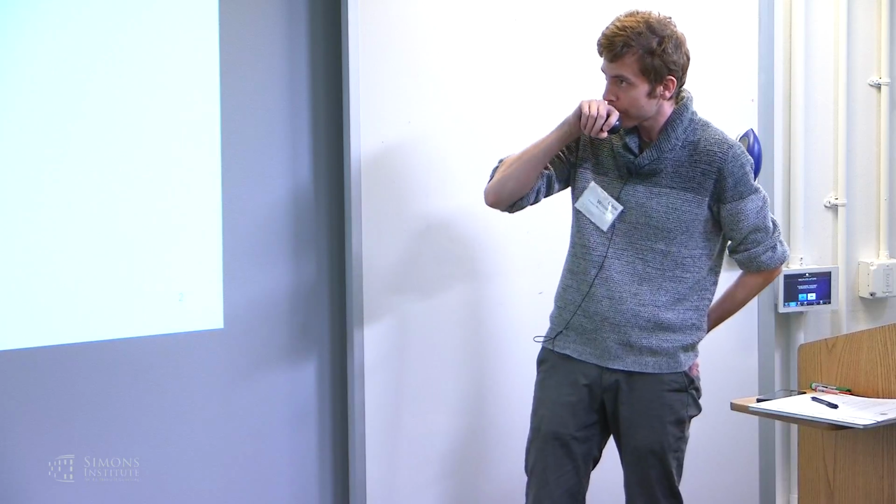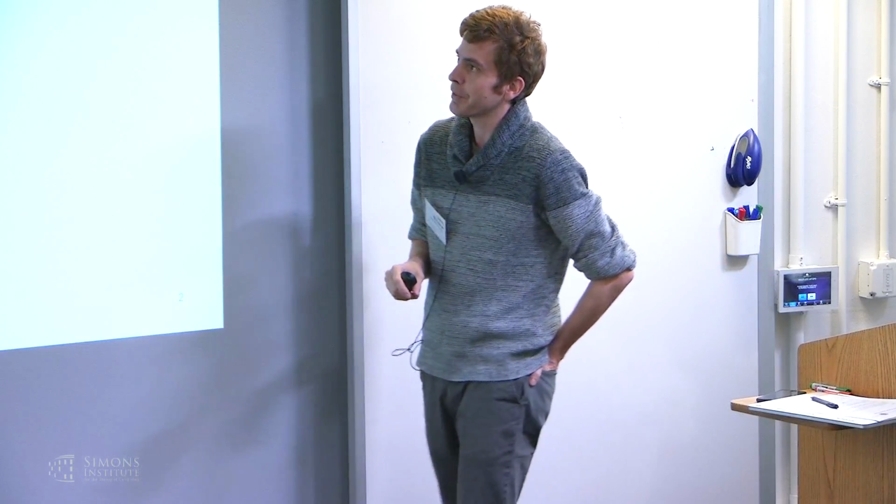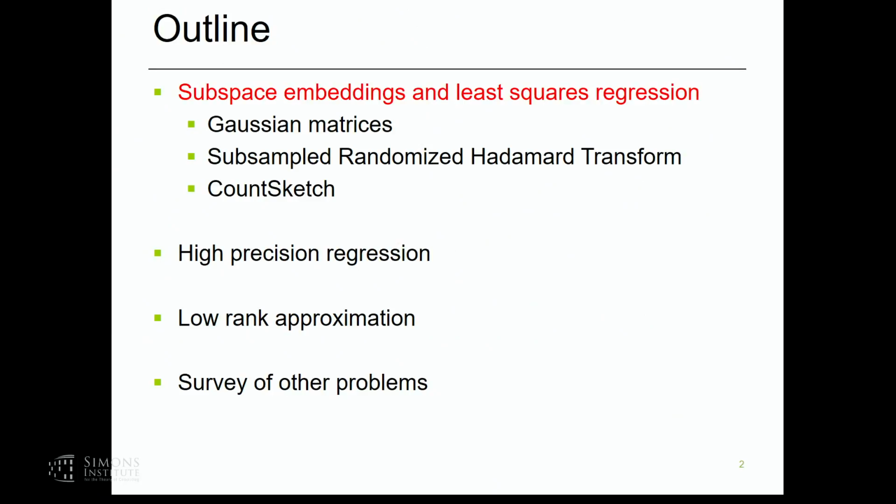So the outline of the talk is I'm first going to define the notion of a subspace embedding in the context of its usage for least squares regression. I'll give different examples of subspace embeddings. Then I'll discuss different ways. Subspace embeddings can be viewed as a kind of sketch of your input, or a sort of dimensionality reduction of your input. And I'll describe other ways of using dimensionality reduction in terms of high precision regression, low rank approximation, and I'll try to survey a number of other problems where this technique is useful.